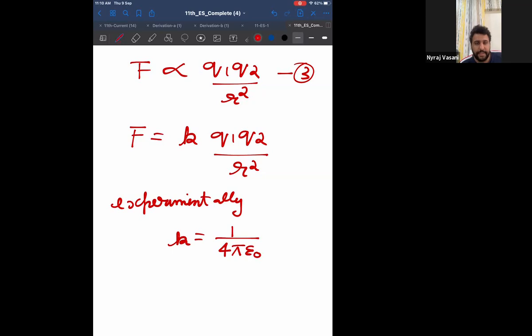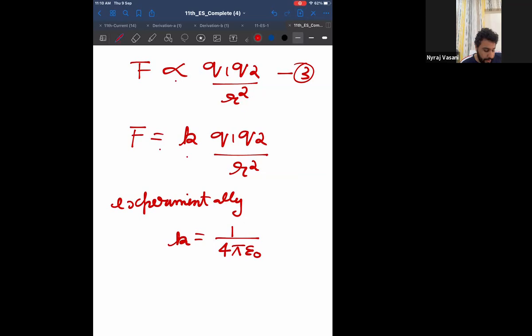Listen, don't write. If I combine both the equations, I'll get F is directly proportional to Q1 Q2 by r square. Now, if I remove the proportionality sign, I will get equal to constant. Therefore, F is equal to K Q1 Q2 upon r square. Correct? Now, listen.